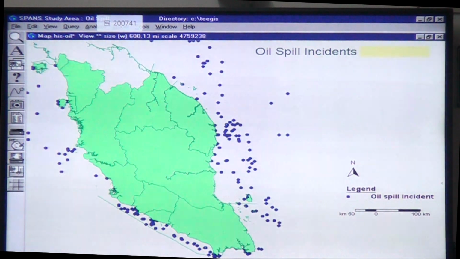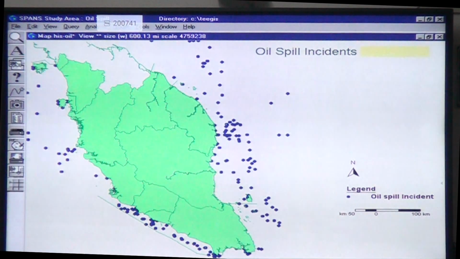Because this is the major seaboard. And you can see what I have recorded here, which is the number of oil spills that happened some time ago. That means more cases should have definitely occurred by now.